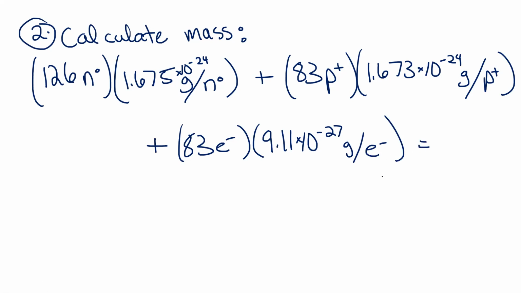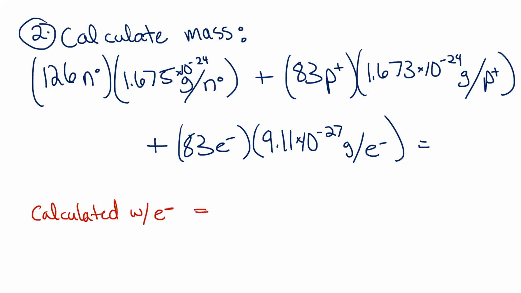Okay, so I see what we're doing. For every amount of neutrons, for whatever the element is, you have to multiply it by the mass of that neutron. Exactly. Yeah, okay, I see what it is now.